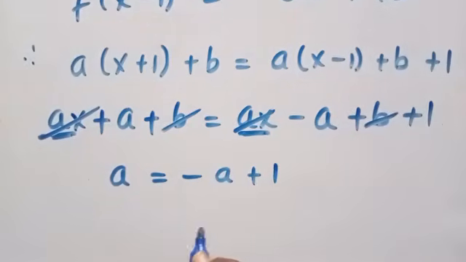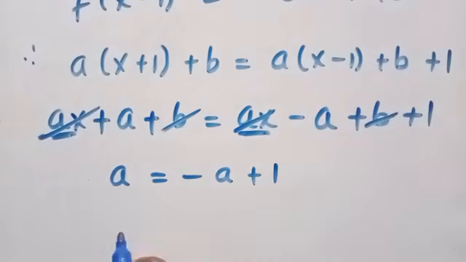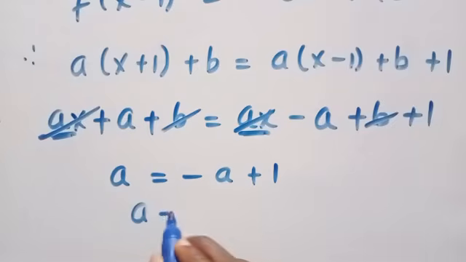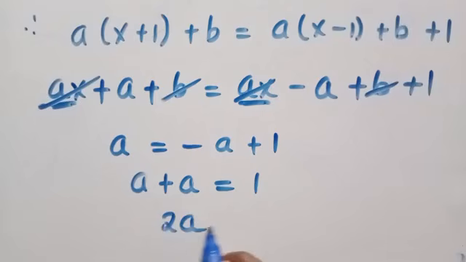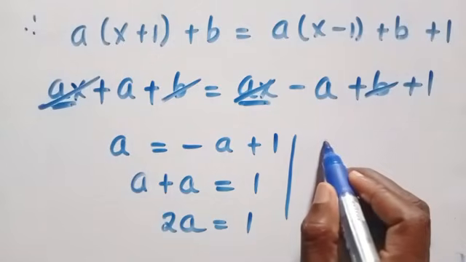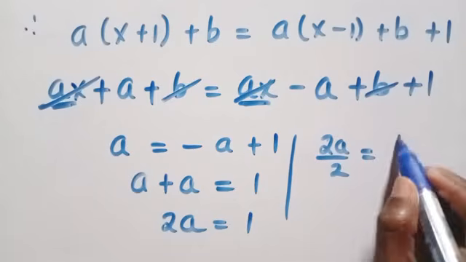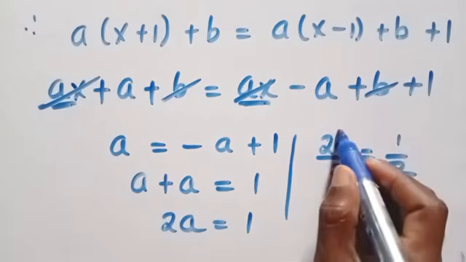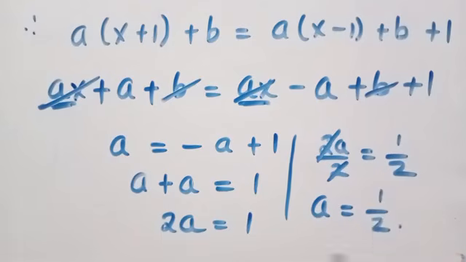Then to know the value of a, we take -a to the left-hand side, and we have a + a = 1. Therefore a + a, that is 2a, equals 1. By dividing both sides by 2, we have 2a over 2 equals 1 divided by 2, and 2 cancels 2, so we have a = 1/2.